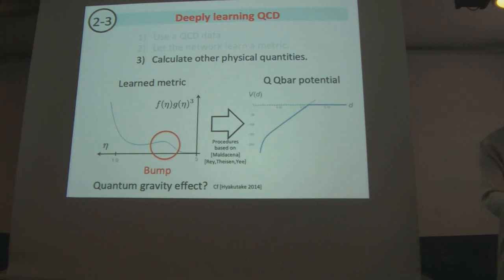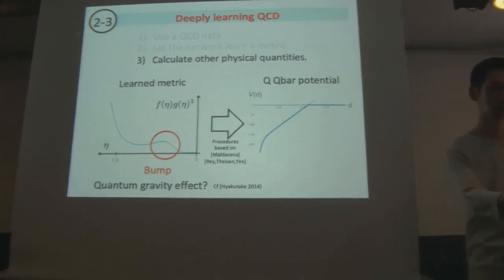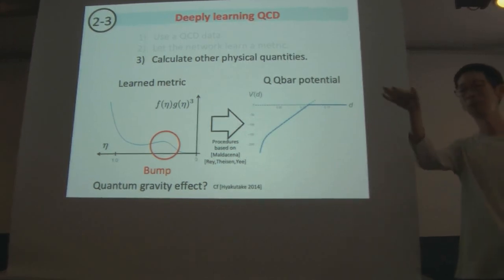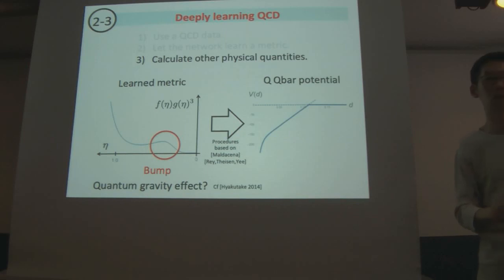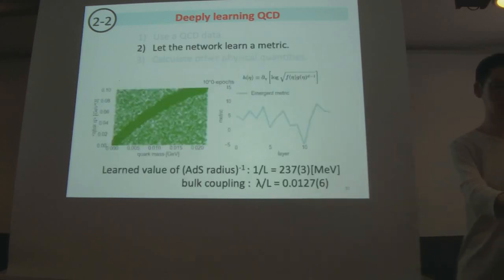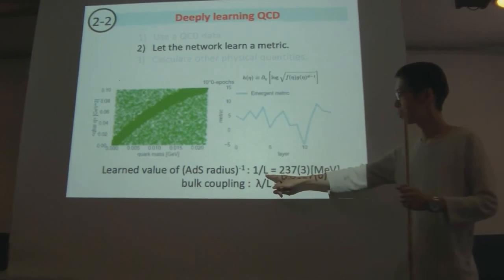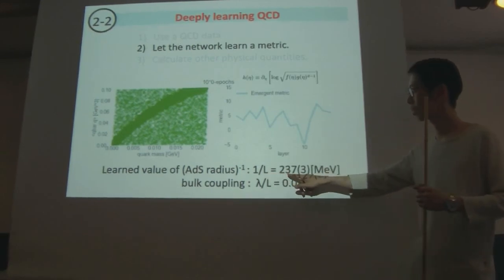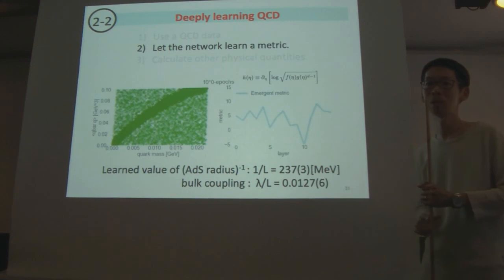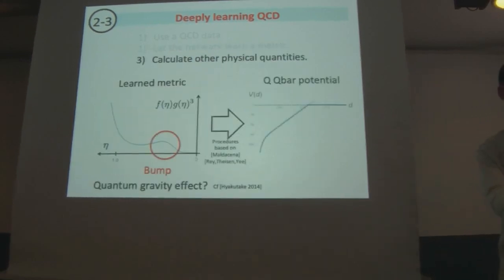What is the temperature used here? It's above the critical temperature, like 200 MeV. Yes, that is the one which fixes that scale, whatever you were wondering. In fact, as I said, the trained AdS radius is very close to the QCD scale. So this is the end of my talk.